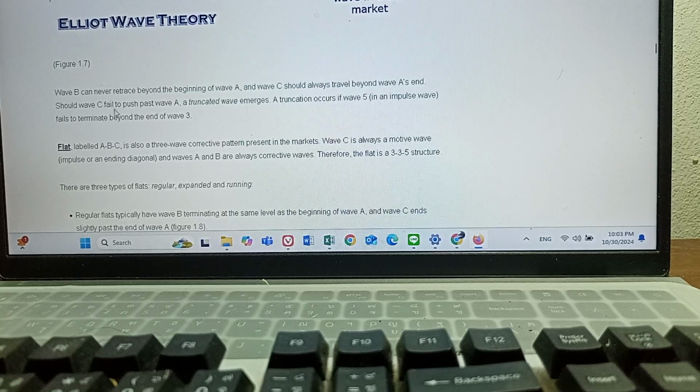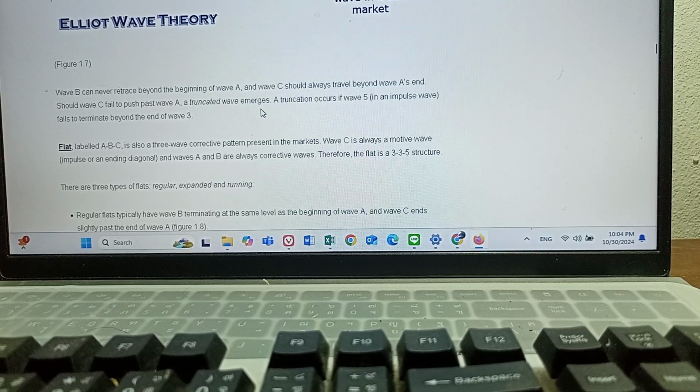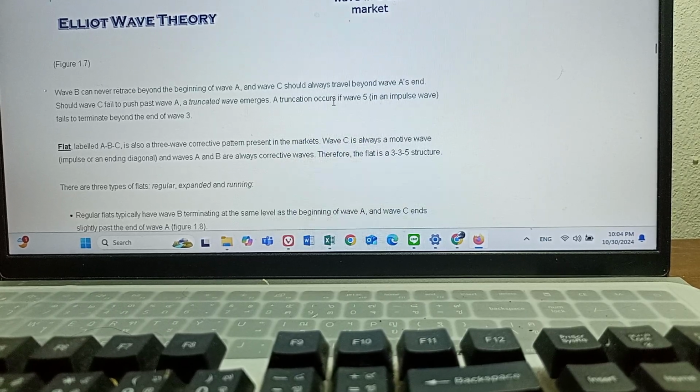Should wave C fail to push past wave A, a truncated wave emerges. What is a truncated wave? A truncation occurs if wave 5 in an impulse wave fails to terminate beyond the end of wave 3.